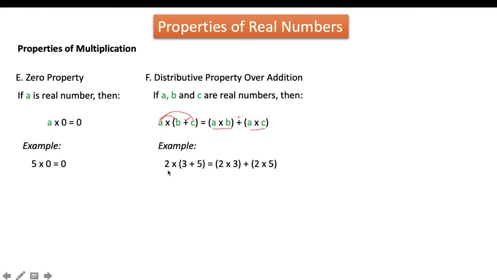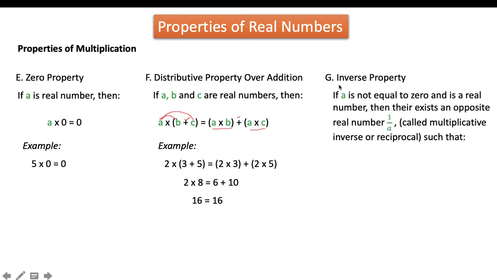For example, we have here 2. If we distribute this to the binomial enclosed by parentheses with respect to addition, 2 times 3, that is 2 times 3. 2 times 5, we have 2 times 5 here. Notice that if we solve the left side of the equation, we will start with 3 plus 5, and that is 8. Write down 2. Then on the other side, 2 times 3 is 6. 2 times 5 is 10. Then write down plus. 2 times 8 here is 16. On the other side, 6 plus 10 is also 16. Notice that they have the same value. And that is the distributive property of multiplication over addition.